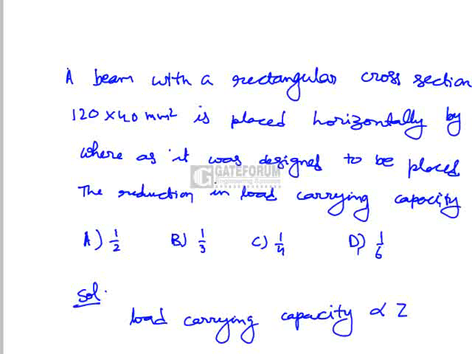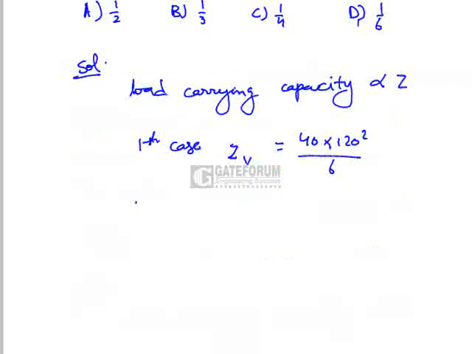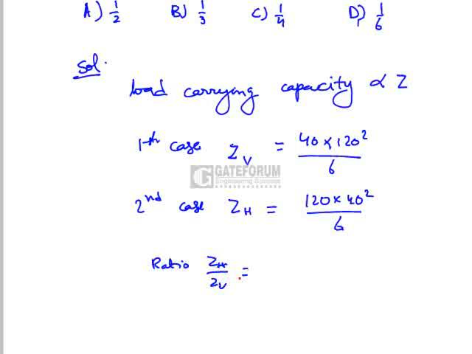40 into 120 square by 6, that is BD square by 6. Consider the second case, if it was placed horizontally, the section modulus is given by 120 into 40 square by 6. Now take the ratio between these two, that is ZH by ZV, so that we get the reduction in load carrying capacity. So ZH by ZV is 120 into 40 into 40 by 40 into 120 into 120.